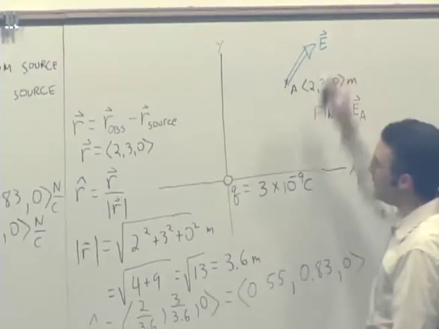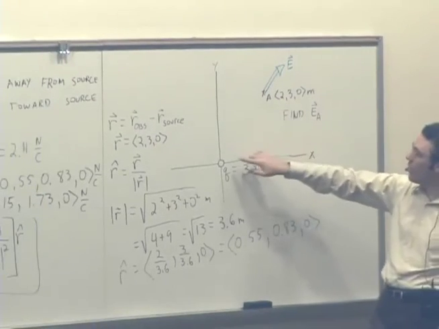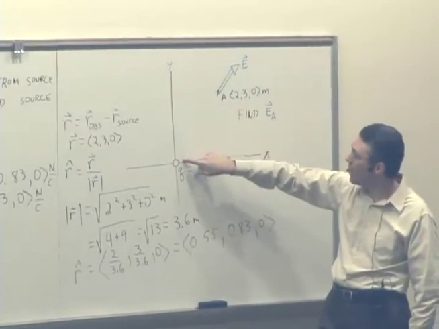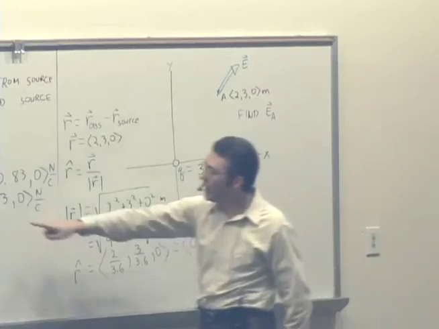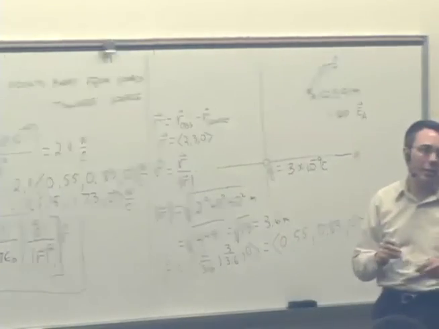So another thing that you should get used to doing is checking your answers by looking at qualitatively what should happen. We know the electric field should point away from a positive charge. We get a positive x component, a positive y component. Looks like this agrees with what we expect. Okay?